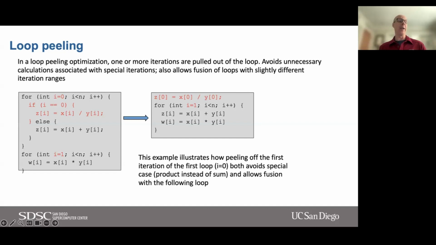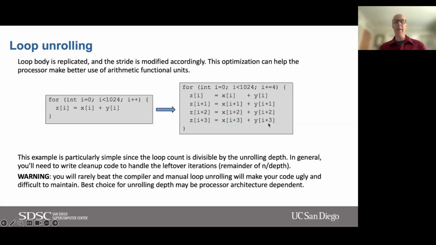And this is something that actually comes up very often in scientific and engineering codes. And then finally, one more example of a loop level optimization is something called loop unrolling. This is where we take the body of the loop and we replicate it, and then we will loop over a larger stride.